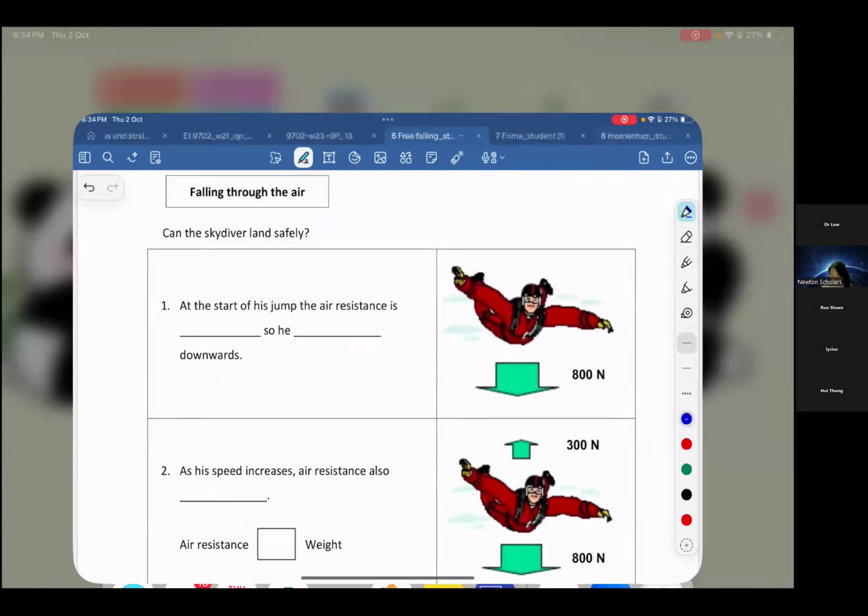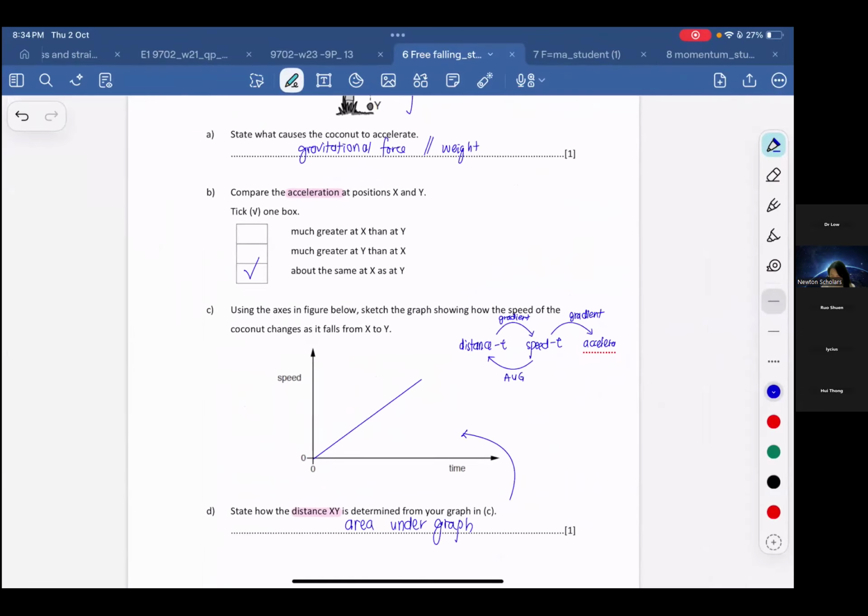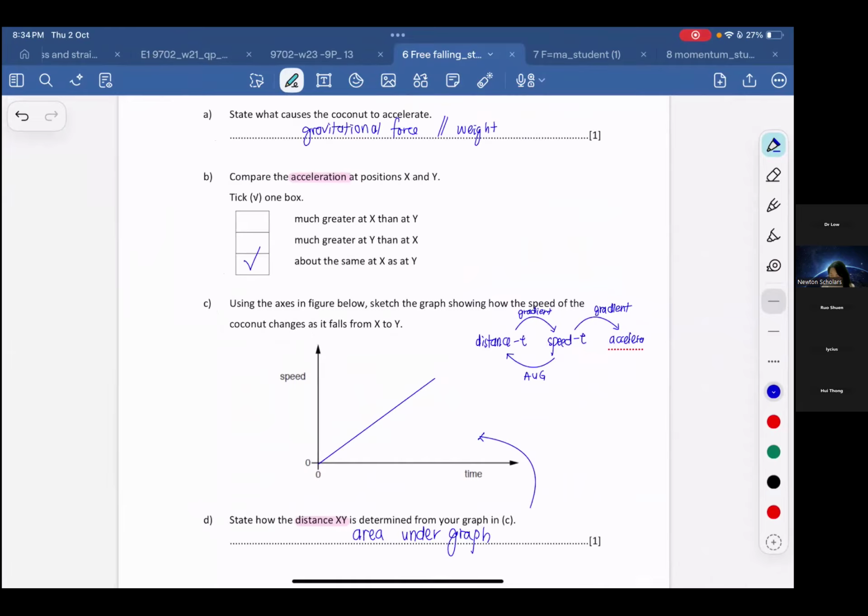Okay, before that, we let Shuan go back here. Shuan, if done, then you let us know.